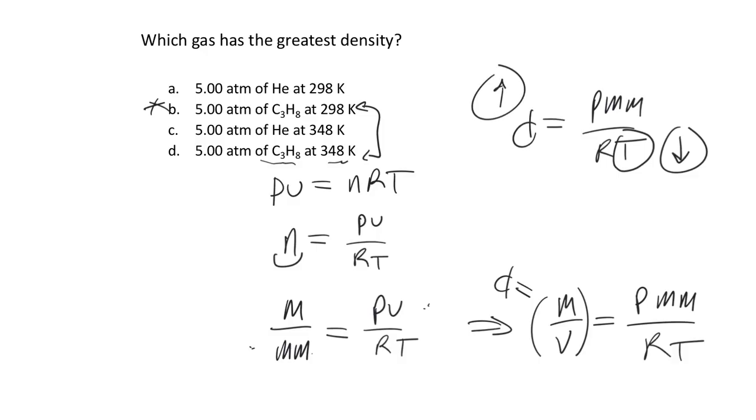And then if I look at my molar mass, of course, I want a higher molar mass. So I'm going to choose the gas here at the lowest temperature with the greatest molar mass, so that would be B. Now, if we wanted to, we could go plug in numbers and calculate the actual densities here. I'm not going to bother with that, but if you wanted to, you could go through and actually calculate the densities of each of those gases and see that B should have the highest density.